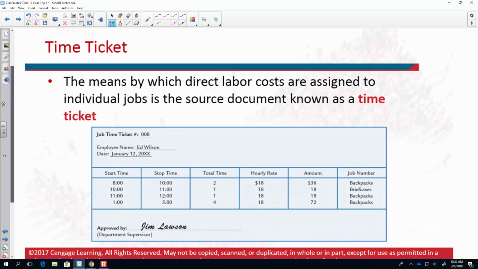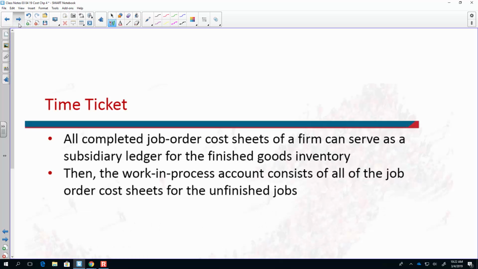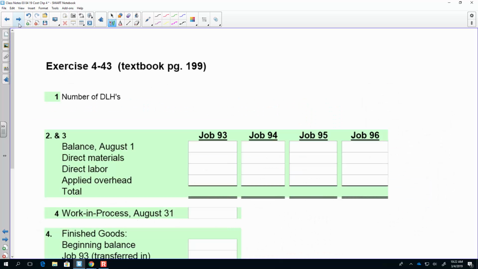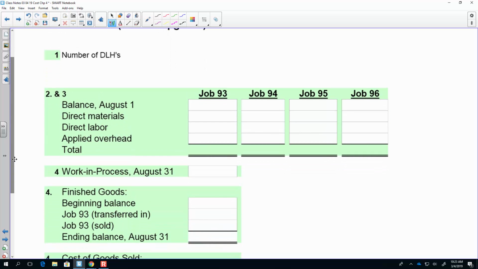What do you think time tickets are for? Labor hours by job. Remember, we got to assign everything by job. So that too, barcodes, employees have a barcode, they punch in their time, and then it's applied to the job automatically. All right, and then finally, there should be a job order cost sheet is the final one. That document is what we have here, right? This is what we have here.